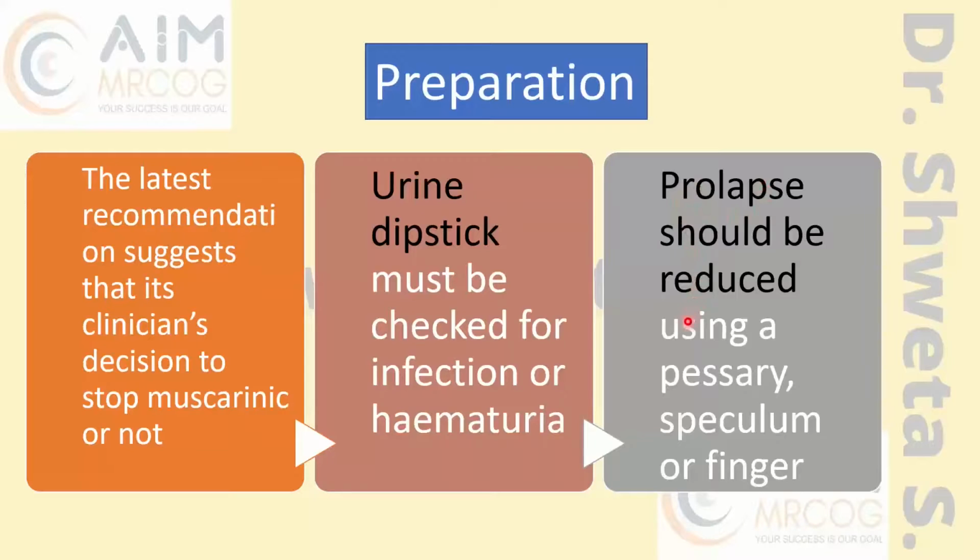So prolapse to be reduced is really, really important in the preparation. So these are the true prerequisites. Do the urine dipstick, rule out infection, and reduce the prolapse before going for the urodynamic study.